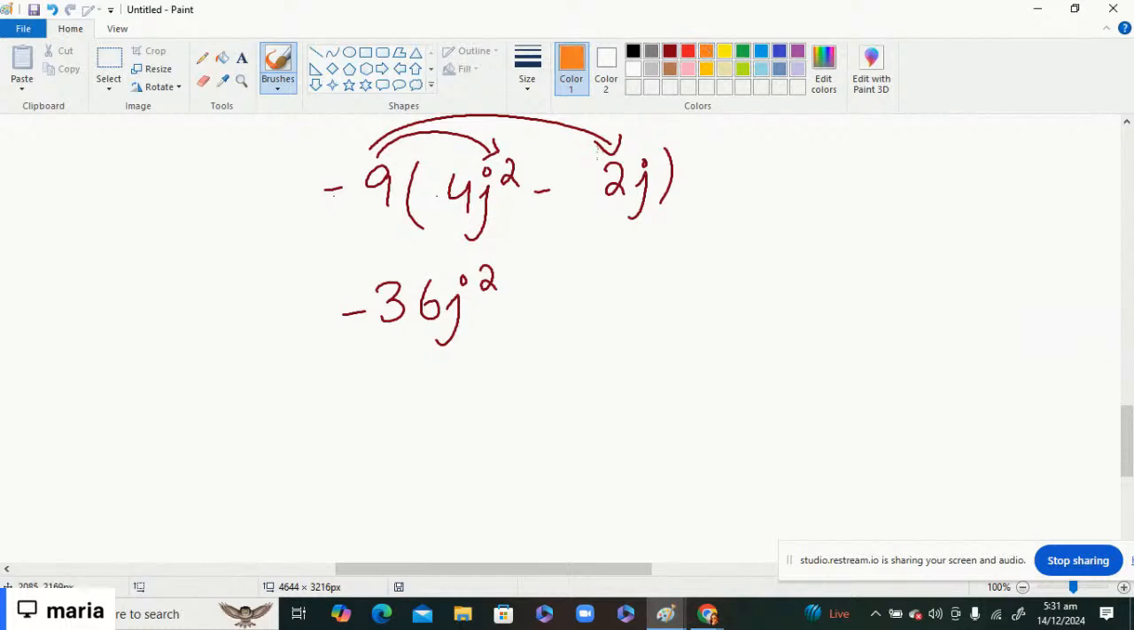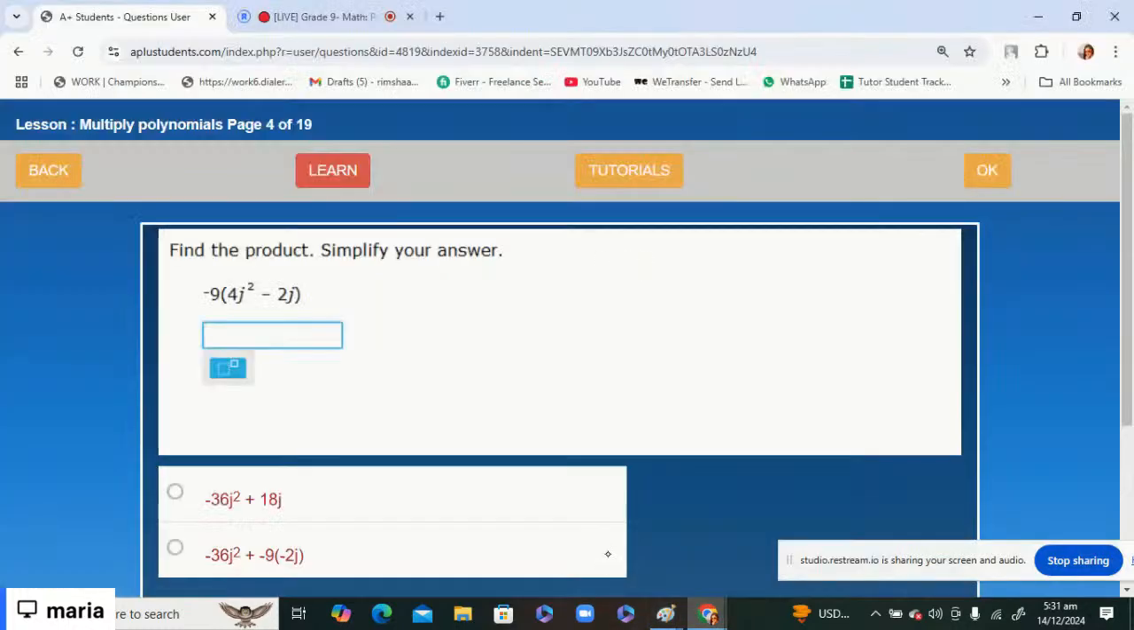Now look at the signs here, this sign and this sign. Minus minus becomes plus. 9 times 2 is 18 and J as it is. Okay, let's check. Minus 36J square plus 18J.